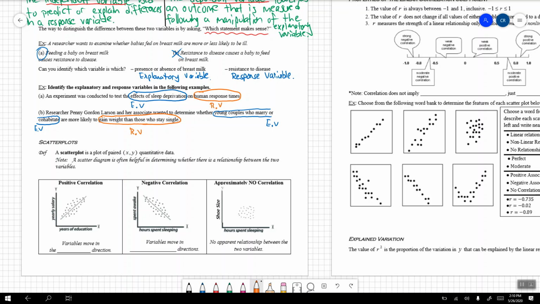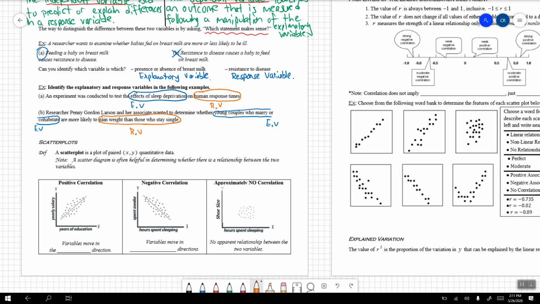Now, a scatter plot is basically a plot of x and y values that contains quantitative data. All right, now the way we use scatter plots is very beneficial for us to help us understand if there is a relationship between one variable and another.